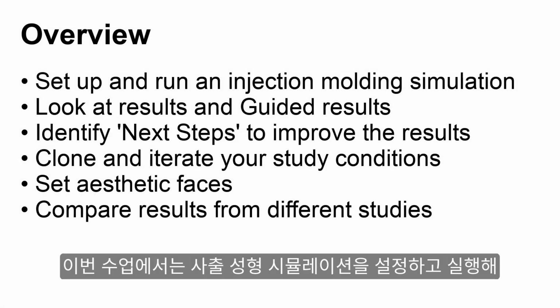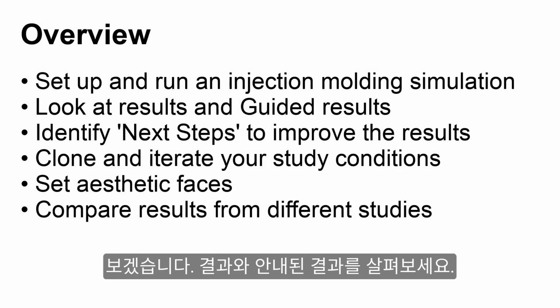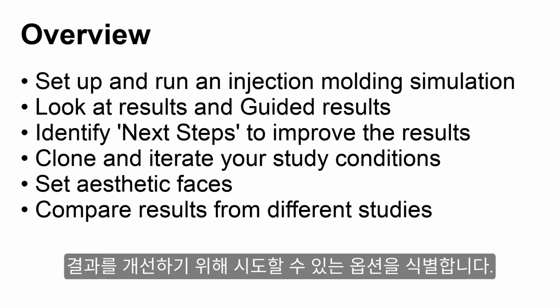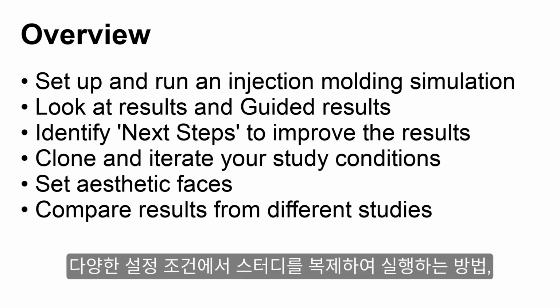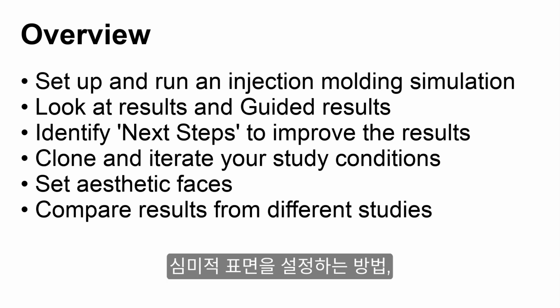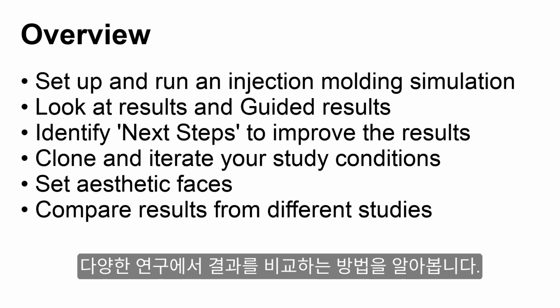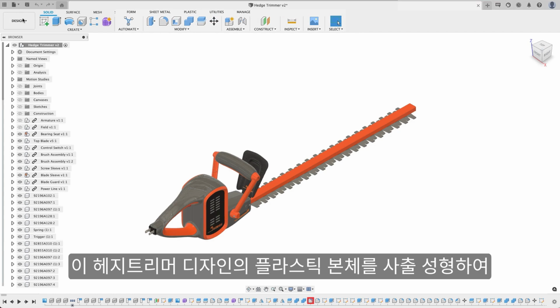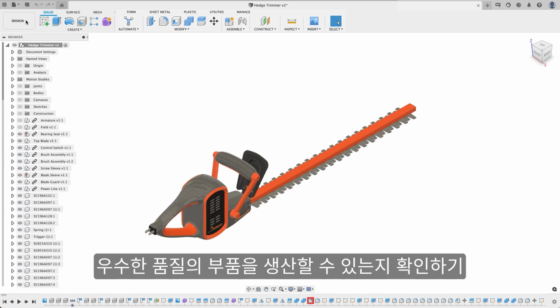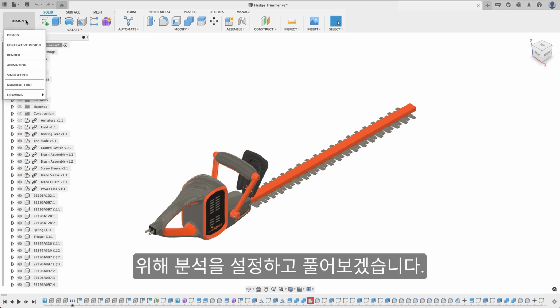In this lesson, we will set up and run an injection molding simulation, look at the results and the guided results, and identify options to try in order to improve the results. You'll learn how to clone your study to run with different setup conditions, set aesthetic faces, and compare results across different studies. Let's set up and solve an analysis to determine if the plastic bodies of this hedge trimmer design can be injection molded to produce good quality parts.